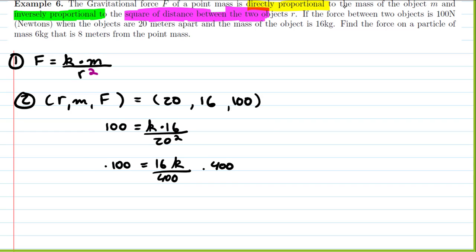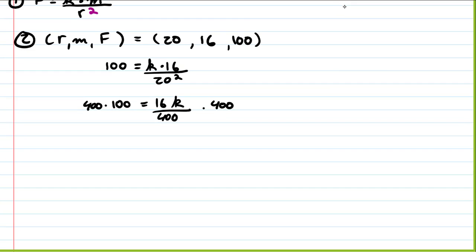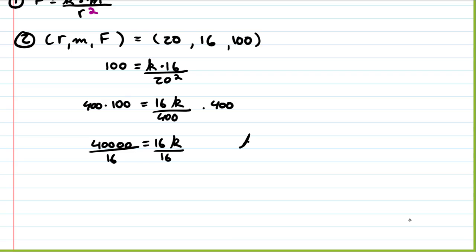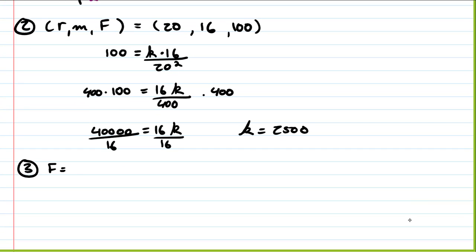So we solve by multiplying both sides of the equation by 400. That gives us 40,000 is equal to 16k. We divide by 16, divide by 16, and that gives us 40,000 divided by 16 is 2,500. So then we put our k back into the equation from step 1. So we have F equals 2,500 m divided by r squared.